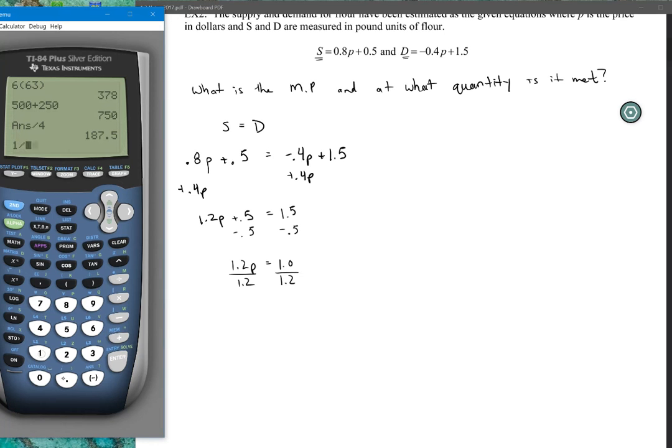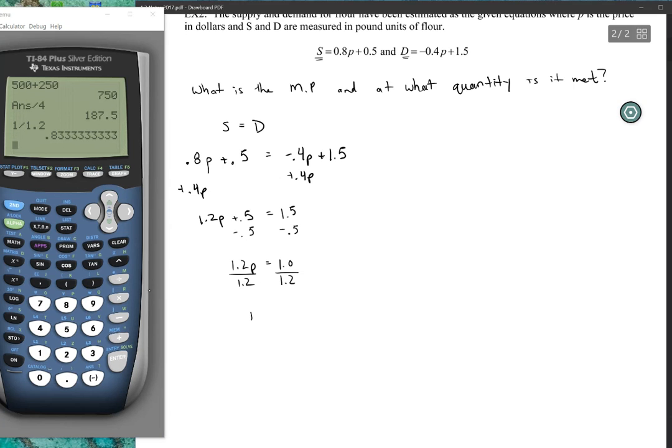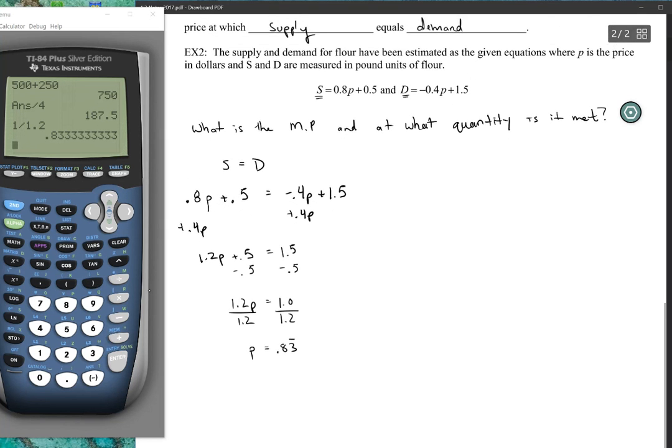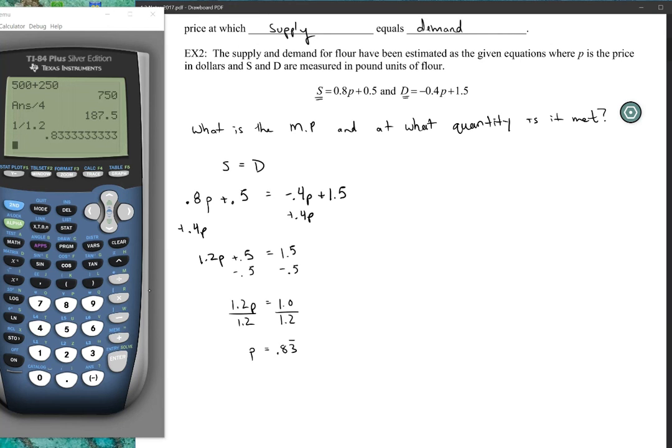And we get p is equal to approximately 0.83 repeating. Now, let's just look up here. So p is the price in dollars. So what we just found was that flour price is about 83 cents.